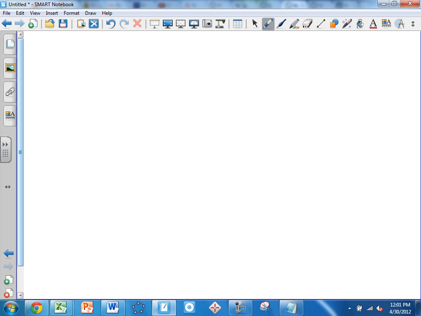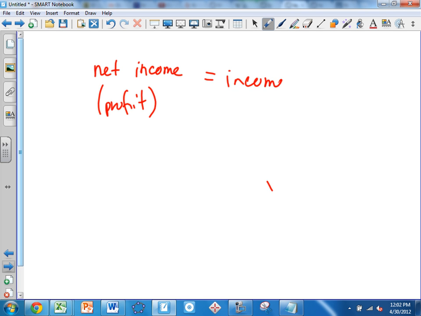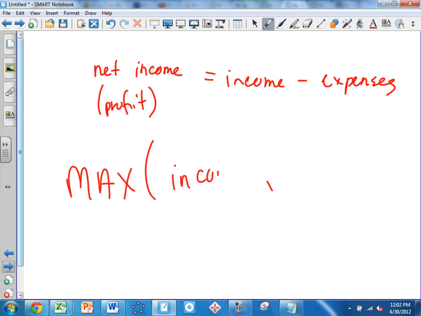Okay, as the net income, also known as your profit, being defined as your income minus your expenses. And when you get to business school and you take classes, they're going to use fancier words for this stuff, but it all means the same thing. Okay? So you want to have the most income. So you want to maximize your income.